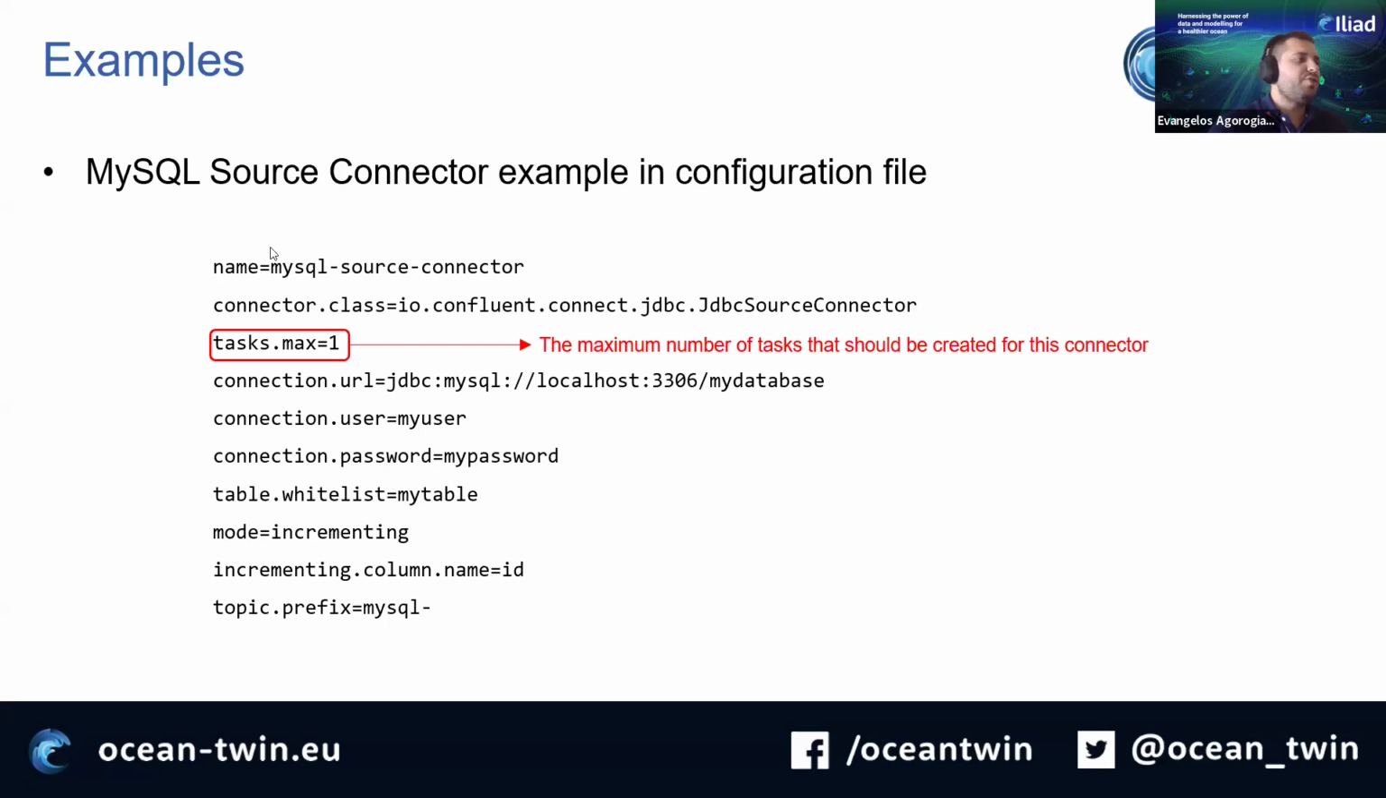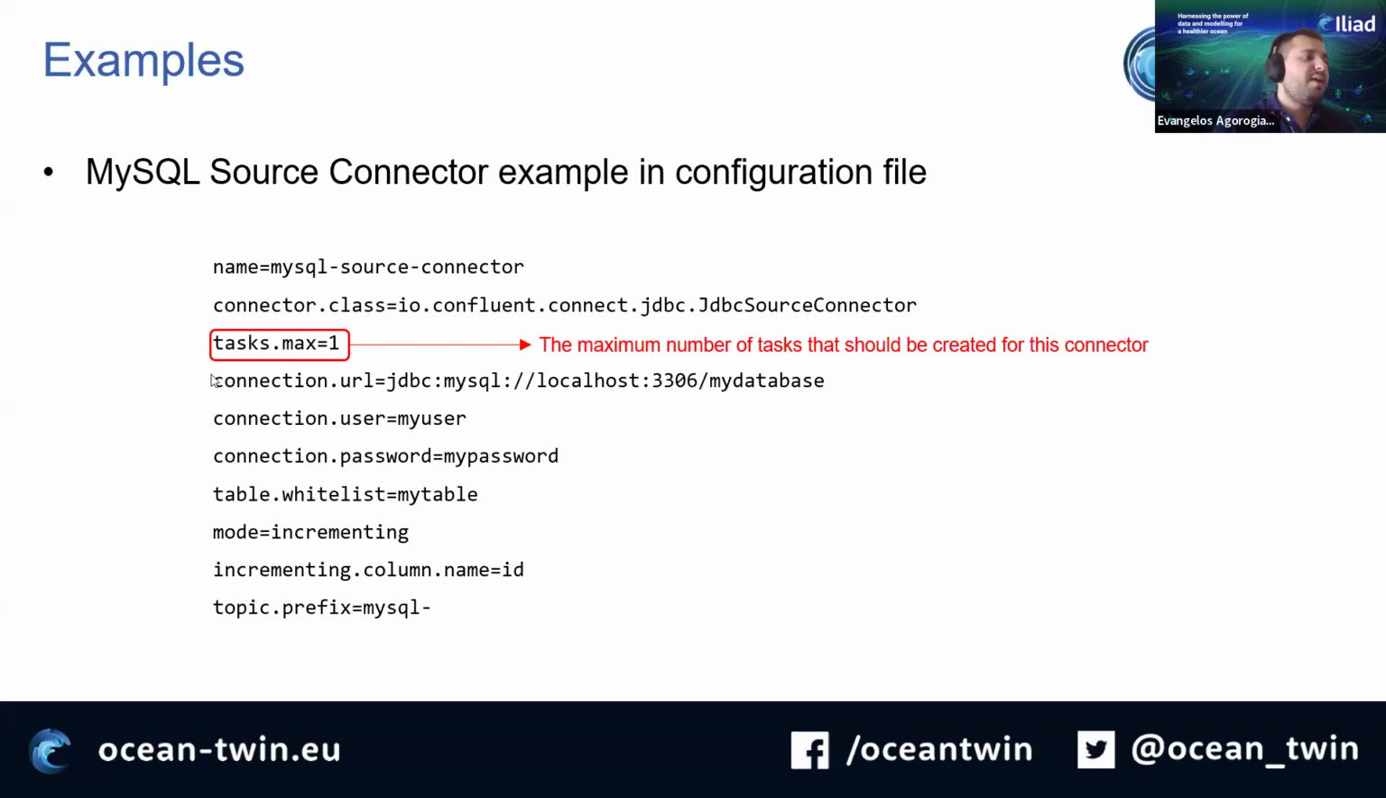We have, of course, the name of the connector. We have here the fully qualified class name of the connector that should be defined in order to identify which connector will be used from the available Confluent platform. We have this tasks max configuration, which defines the maximum number of tasks that should be created from this connector.